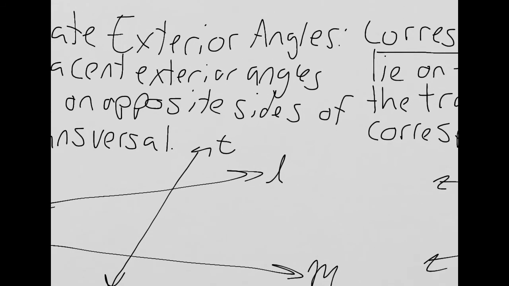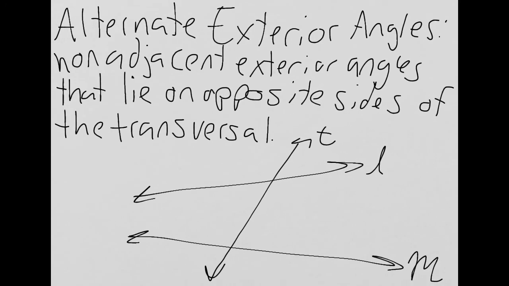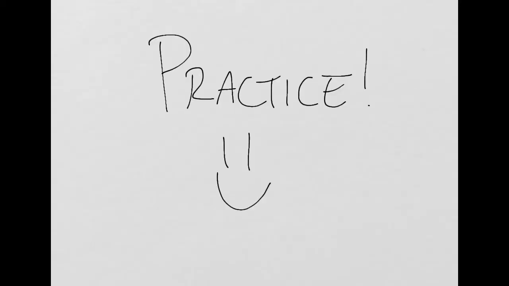Last but not least, let's talk about alternate exterior angles. So these are non-adjacent exterior angles that lie on opposite sides of the transversal. For example, angles 1 and 7 would be alternate exterior angles, and angles 2 and 8 would be alternate exterior angles. Now it's time for some practice.